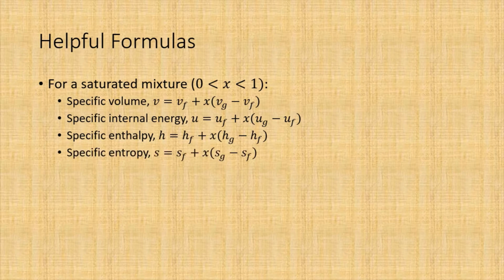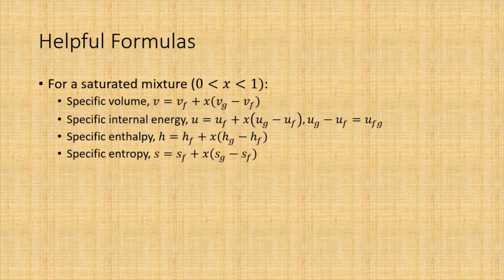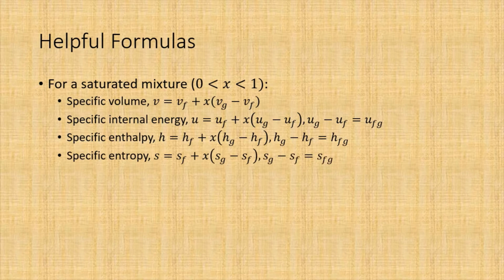In the tables we use, Ug minus Uf is already calculated and included as Ufg. Hg minus Hf is included as Hfg, and Sg minus Sf is included as Sfg. Once we understand how to solve problems involving specific volume, we will be able to use a similar approach for specific internal energy, specific enthalpy, and specific entropy. These formulas are also listed in the formula sheet.